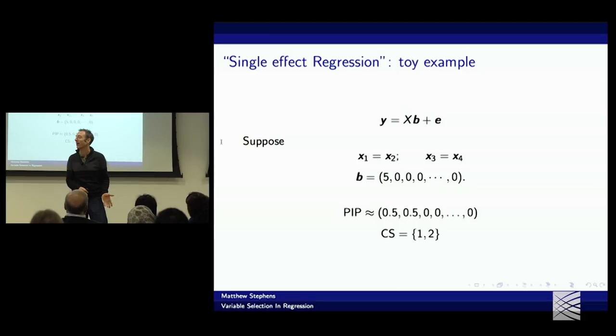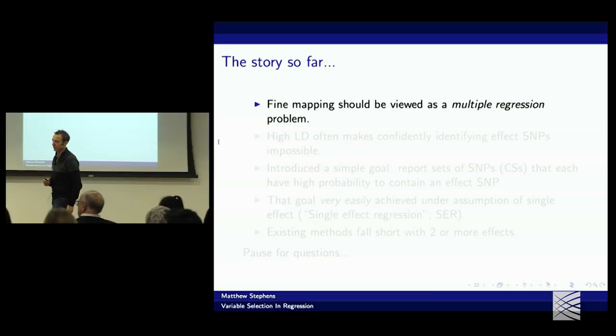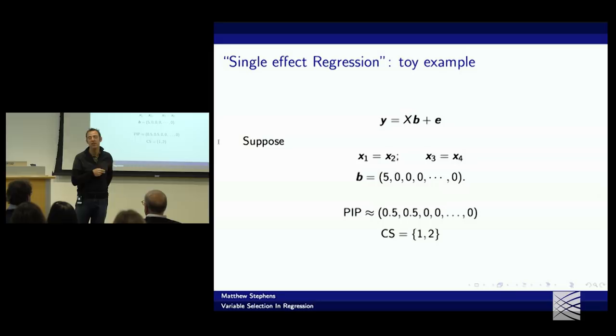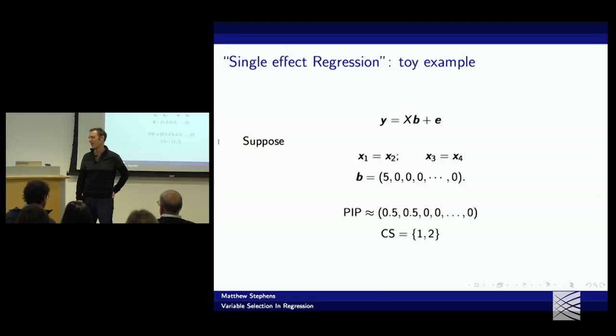Let's say you do it with a simplifying assumption that there's only one causal SNP. Is there a way to know that that assumption is not appropriate? Yes, there is. You could regress it out and look at the residuals and look at the tests, and we're going to be getting close to that, actually, in a minute.